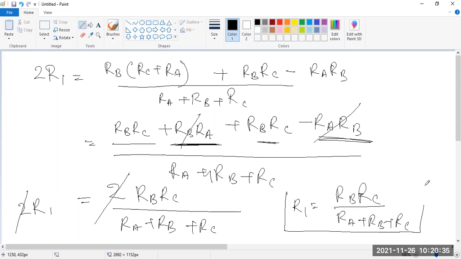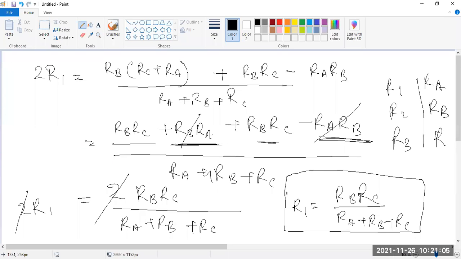So you can see in delta to star conversion, R1 is RB and RC. So here we can apply a trick: R1 equal to RB and RC. But previously I told you that R1 is resemble of RA, R2 is resemble of RB and R3 is resemble of RC.